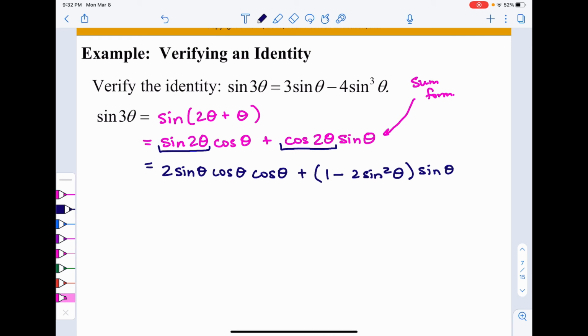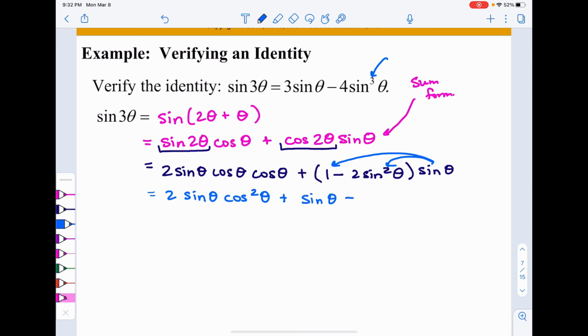Let's clean this up a little bit. So if I clean that up a little, let's see what we got. We have a 2 sine of theta cosine squared of theta. And then I'm going to go ahead and distribute this on in. Reason I'm going to distribute this is our goal is to eventually get a third power. And if I have a sine squared multiplied by another sine, that's starting to get me to that sine cubed. So that means we're going to end up with a sine of theta minus a 2 sine cubed of theta.